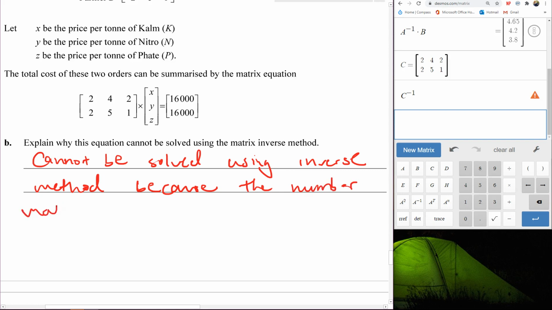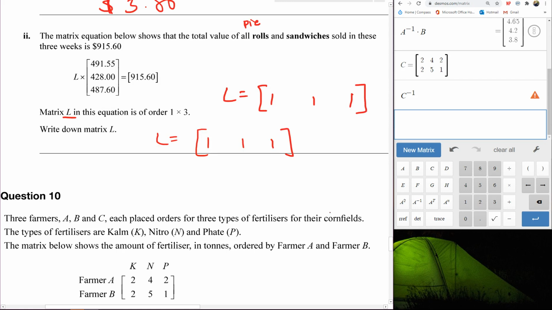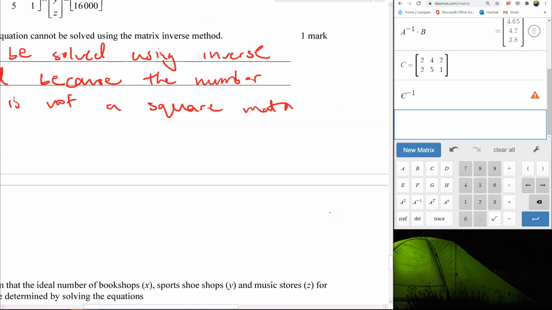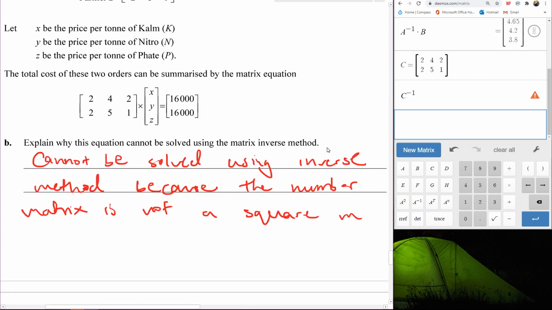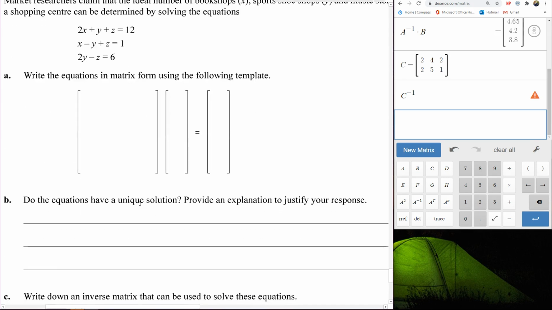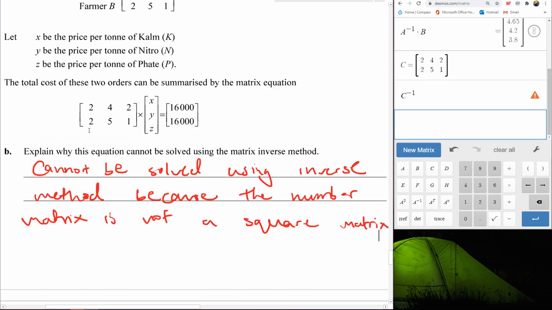Let's write that here. Is not a square matrix. Remember, if you look back at your notes, you can only do inverse operations if the matrix is a square matrix. It has to be a square matrix in order to be able to do an inverse of that matrix.